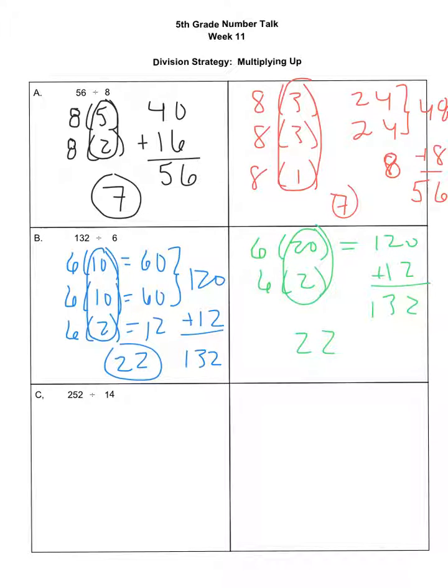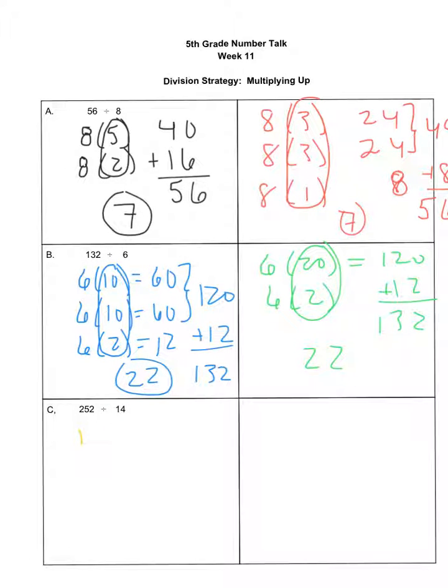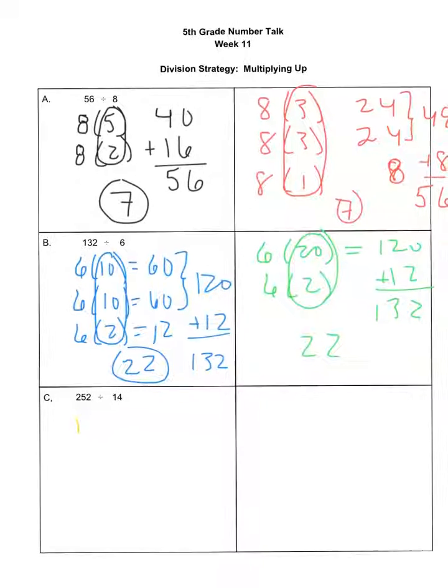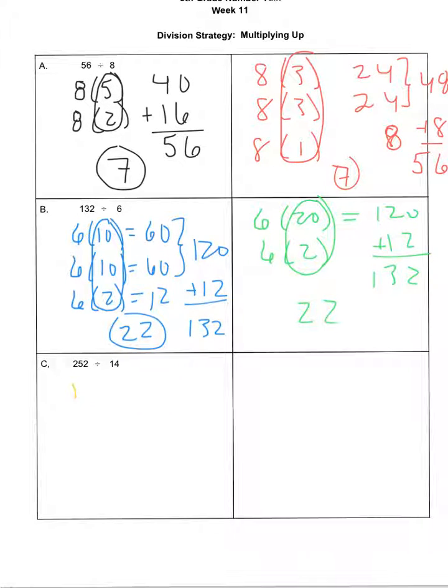Let's look at a 3-digit by 2-digit. 252 divided by 14. Well, here, maybe you say that, well, you know that, sorry, not sure why that moved. You know that 14 times 10 is 140. You also know that half of 140 is 70. So 14 times 5 is 70. So far, that has me up to 210.